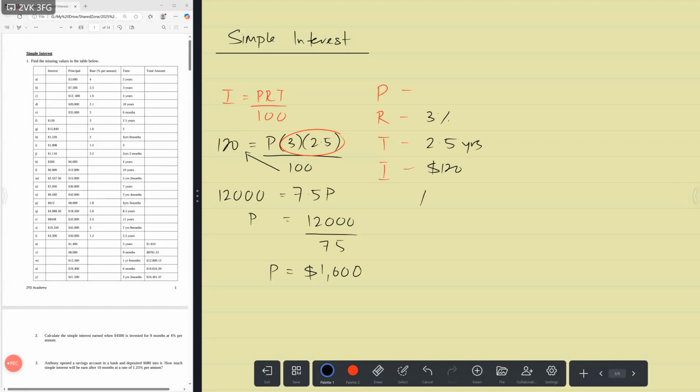So again, A equals P plus I, therefore 1600 plus the interest of 120, so it becomes 1720. So this is the total amount, whether it's a loan, an investment, a deposit or whatsoever. It is 1720. This is how you find the principal given all these values.